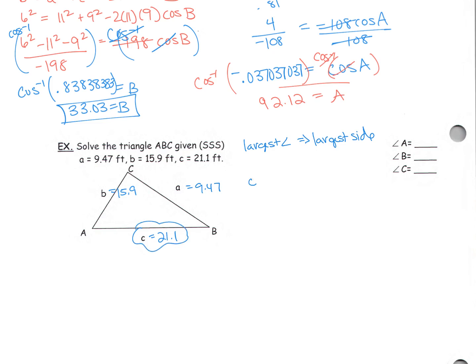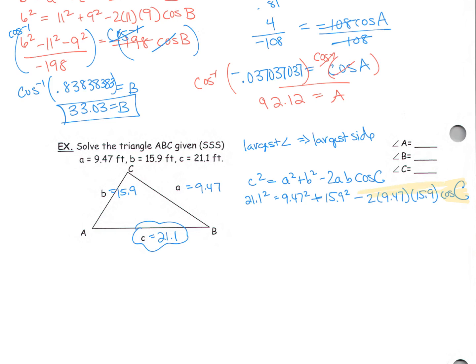So I'm going to use the equation for C, which is C squared equals A squared plus B squared minus 2 times A times B times cosine of C. So that's 21.1 squared equals 9.47 squared plus 15.9 squared minus 2 times 9.47 times 15.9 times cosine of C. And remember what we're solving for. We are solving for this. We want to get this all by itself.